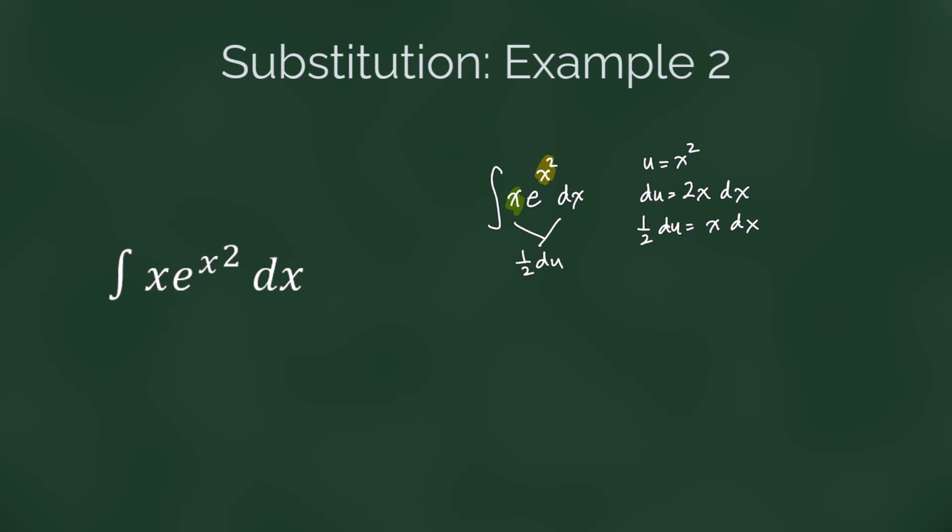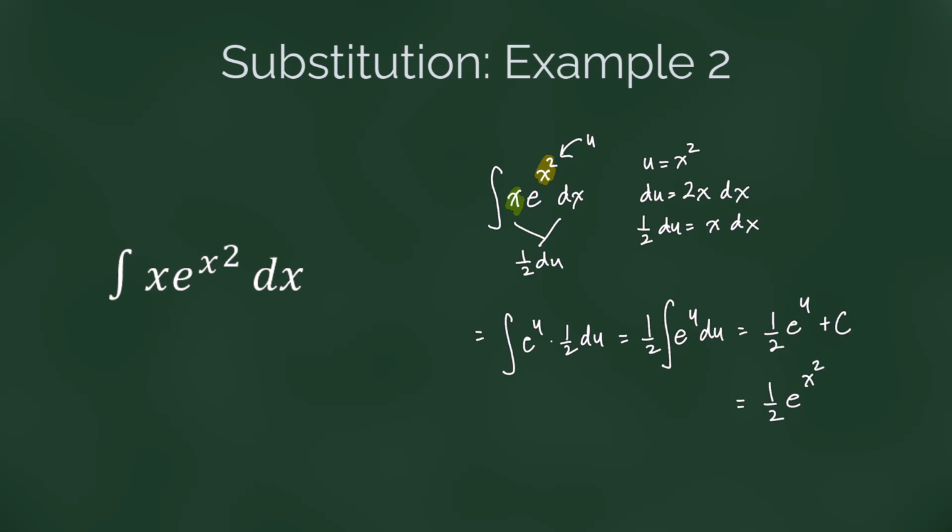Now we'll make our substitution. The x dx is going to get replaced by 1/2 du, and the x squared will get replaced by u. So our integrand now is the antiderivative of e raised to the u power times 1/2 du. We can move the constant out front to get 1/2 times the antiderivative of e to the u du, which is 1/2 of e to the u plus c. Once again, we want to replace u with its corresponding value, and we see that our final answer is 1/2 of e raised to the x squared plus c.